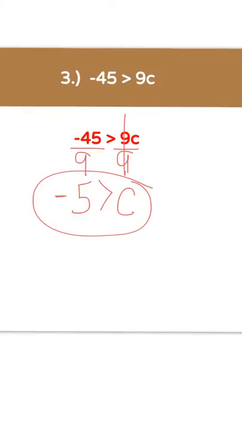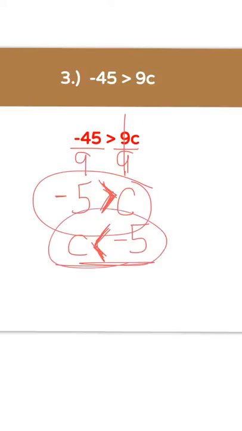However, remember, we like to write c on the left-hand side, and it's at this point of the sign. So the point of the sign would be with the c, which would mean the greater than flips over to a less than, and c is less than -5. This makes it easier to graph.